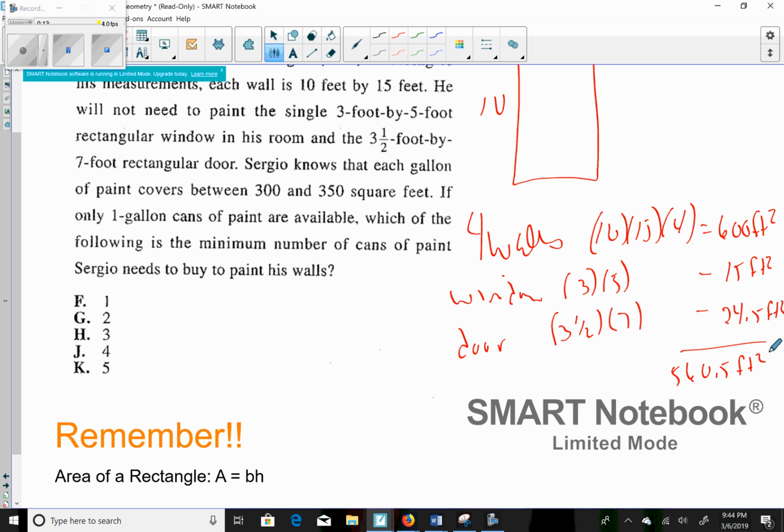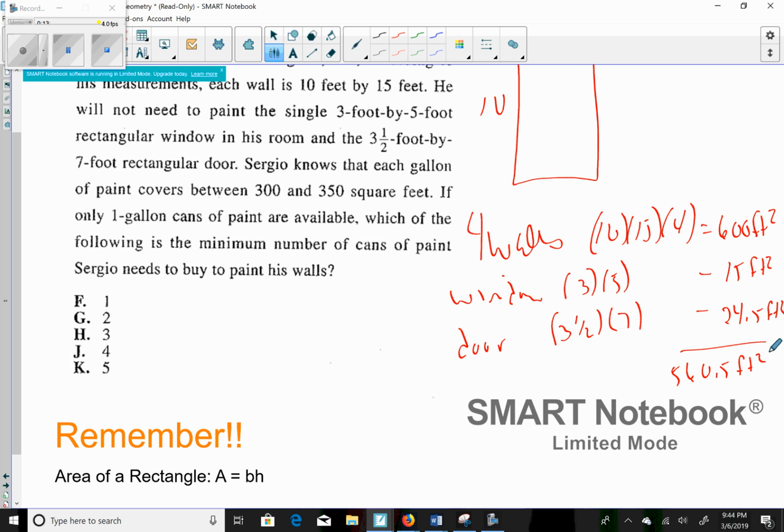Sergio knows that each gallon of paint covers between 300 and 350. If only 1 gallon cans of paint are available, which of the following is the minimum number of cans of paint that Sergio needs to buy?